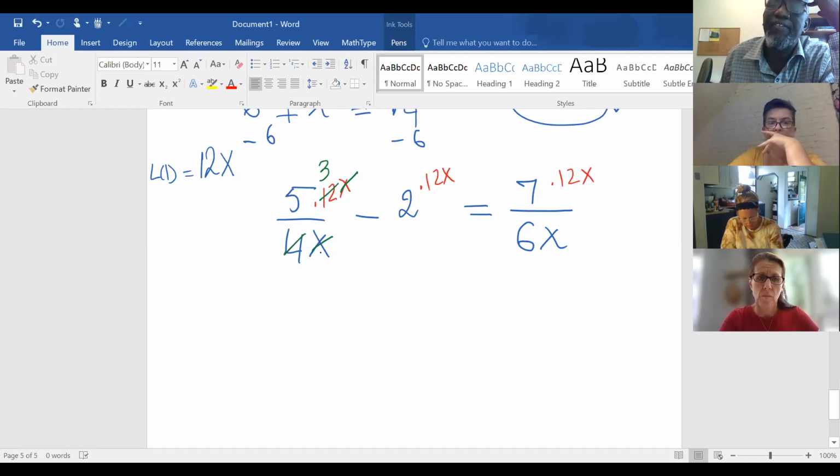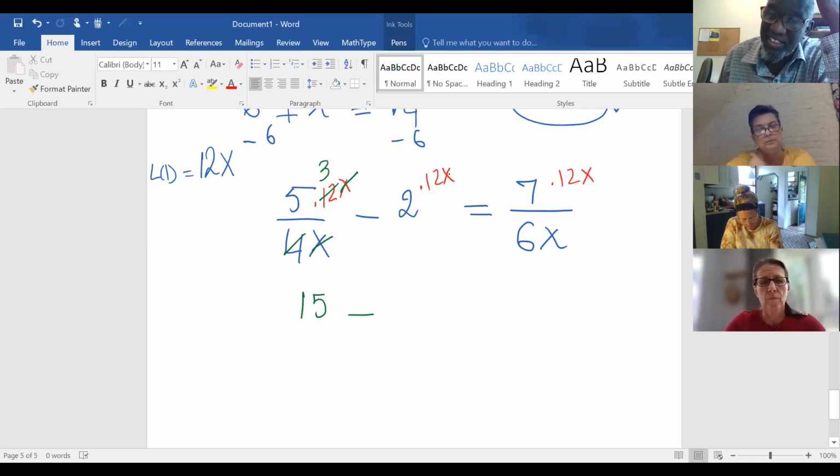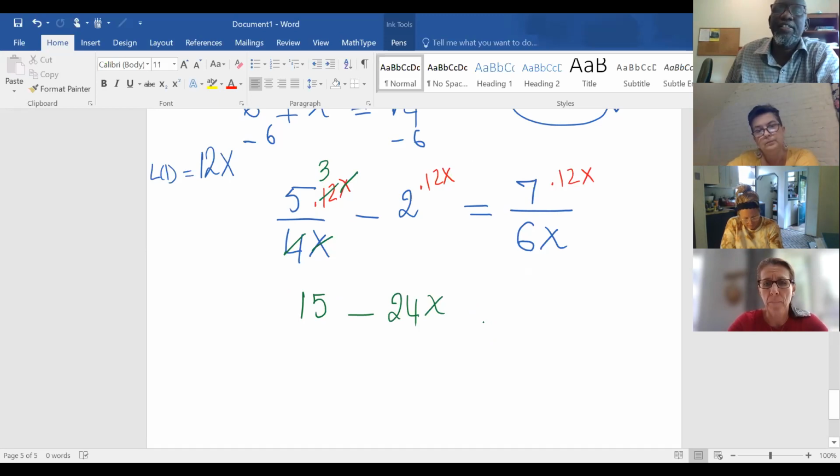Now, what do I have left? 5 times 3, which is what? 15. Minus. In the second term, I have nobody to simplify. What do I have then? 24x. Thank you. And in the last one again, what can we cross out? The x is gone. 12 divided by 6 is how much? 2. And we get 14. Thank you.